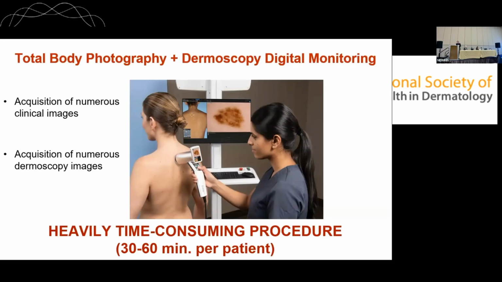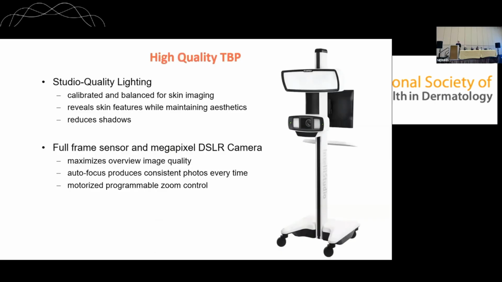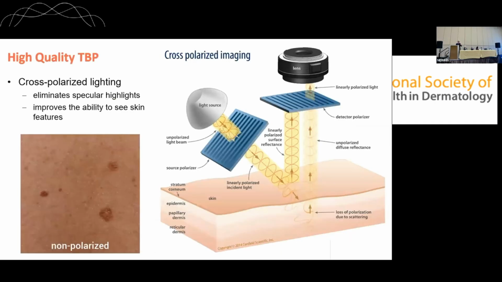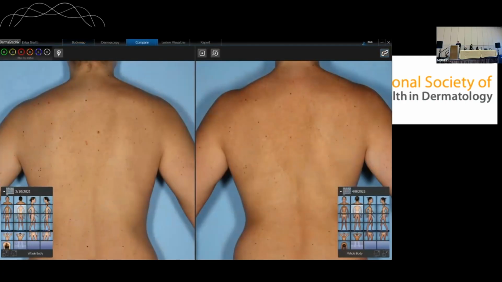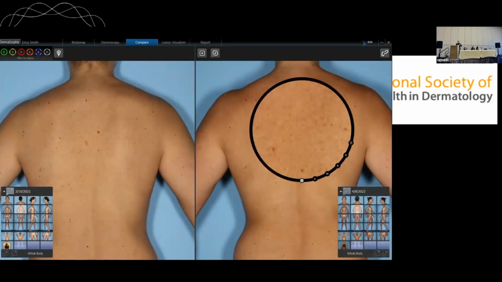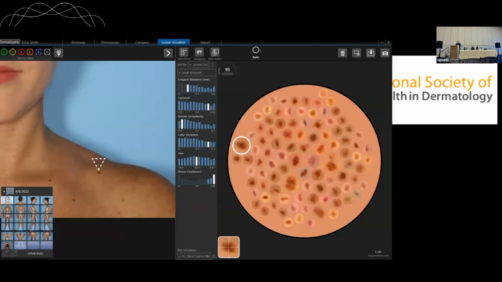And I think that here, new technologies, artificial intelligence, can be of great help in order to minimize our risk. Today, we have technologies that enable a total body photography that is standardized, that is high quality, and this is with polarized light. Why is it important to polarize the light in total body photography? Because you can see the moles better, and so when you make a comparison over time, you can see the difference better, and you can see where the new mole is, and then go and check.